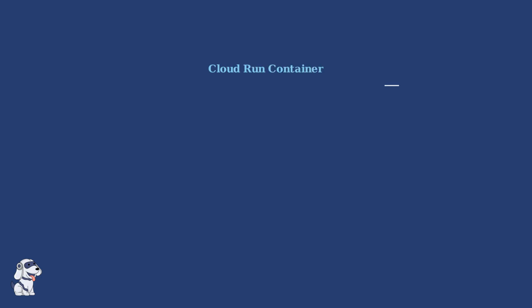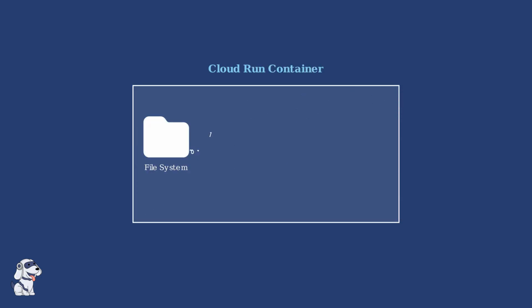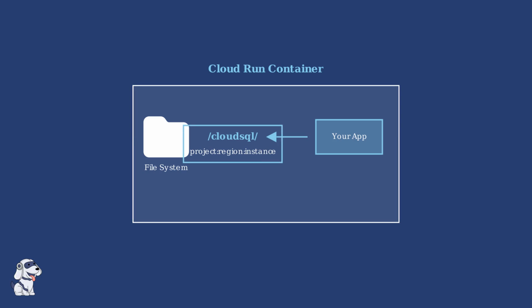In Cloud Run, when you use the Add Cloud SQL Instances flag, Google automatically creates a special socket file in your container. This file appears at the path /cloudsql/ followed by your project, region, and instance name. This socket file is the key to secure communication. Your application connects to this file path instead of using an IP address and port. The Cloud SQL proxy handles all the authentication and encryption behind the scenes.